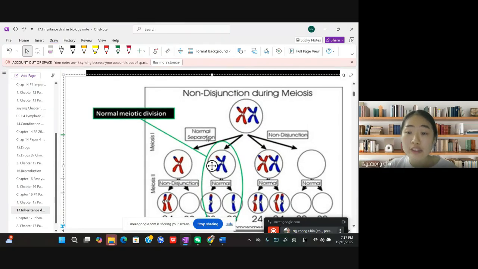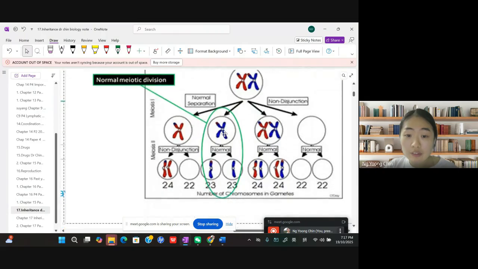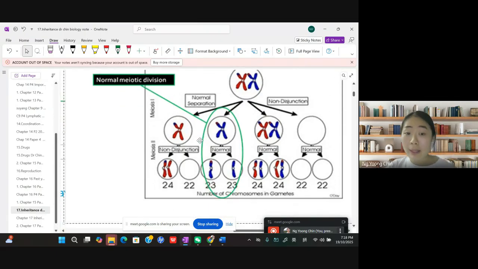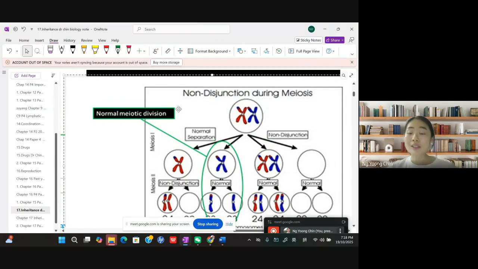This is the normal separation. In the normal separation, you have a pair of chromosomes. After you undergo the normal separation, you become what? Meiosis actually has two phases. In mitosis, you only have one time, but in meiosis, you have two phases. First, you separate the homologous chromosomes, which are another pair of chromosomes. This is what happens in the first meiosis.